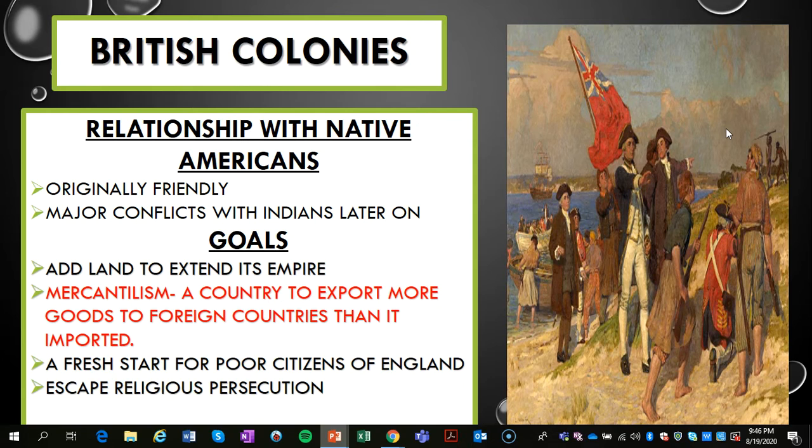The relationship that the British colonists had with Native Americans started off friendly at first, and as the British colonies began to expand, that led to more conflicts with Native Americans.